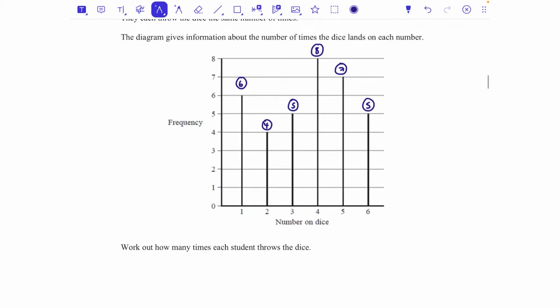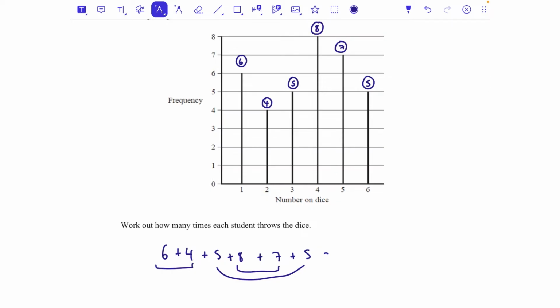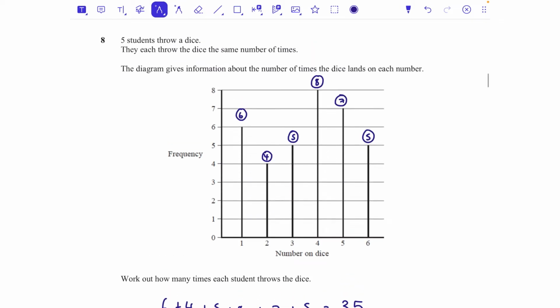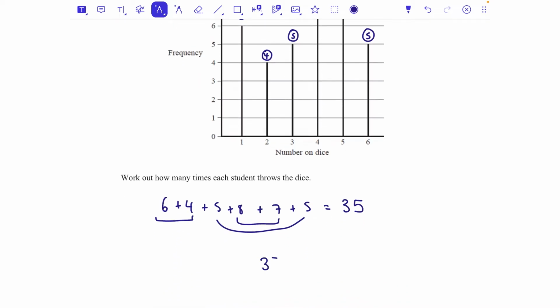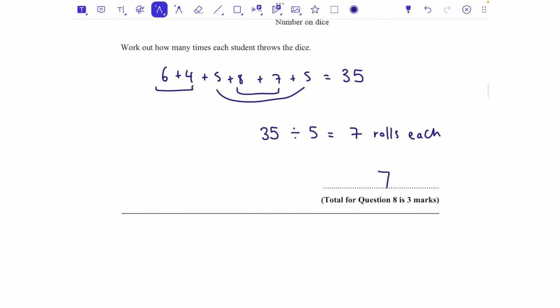If we add all of those together, 6 add 4, add 5, add 8, add 7, add 5, that's 10, that's 15, and that's another 10. So that's going to be 15, 25, 35 times. So in total, the dice was rolled 35 times. And so we then just need to divide that between the number of students, and we're told in the question that there were 5 students. So 35 dice rolls divided between the 5 students means they rolled it 7 times each. So 7 is our answer for that one.